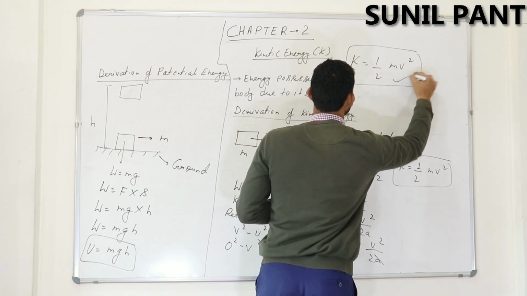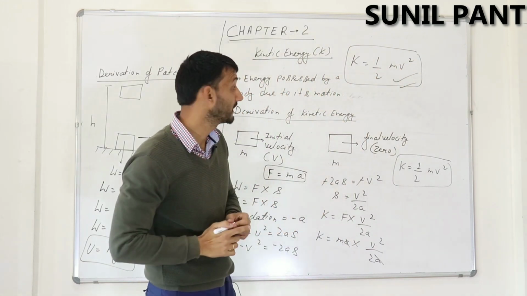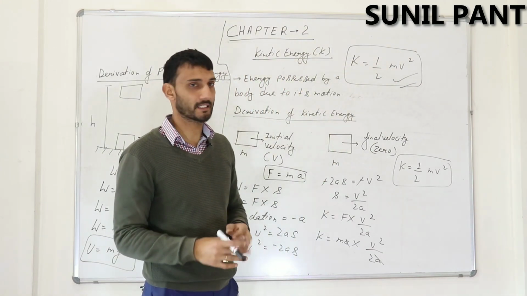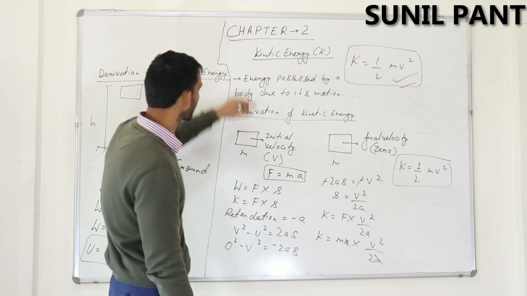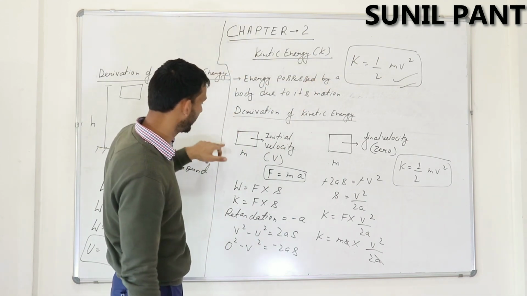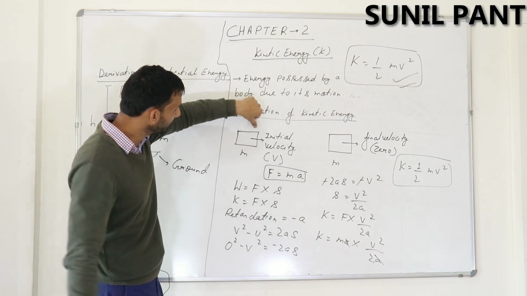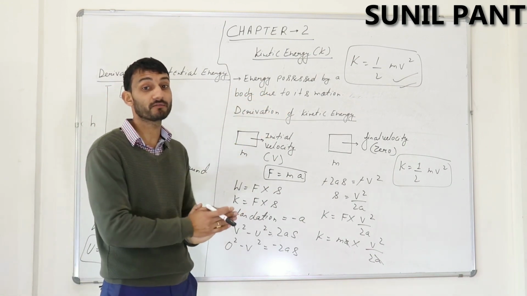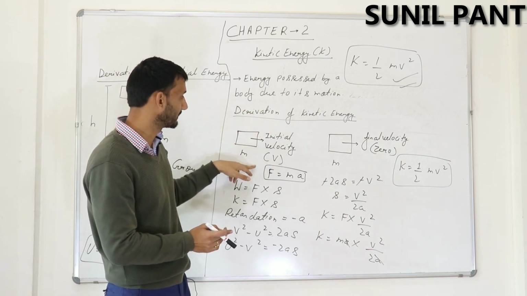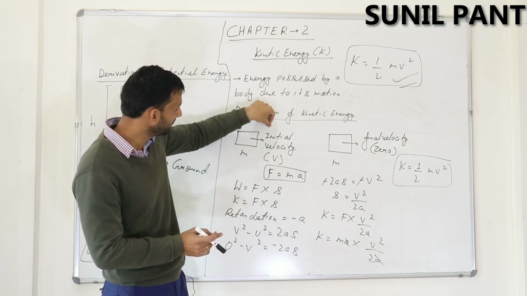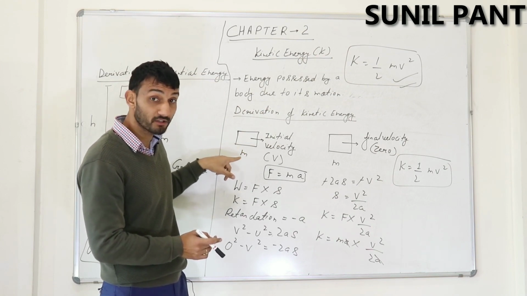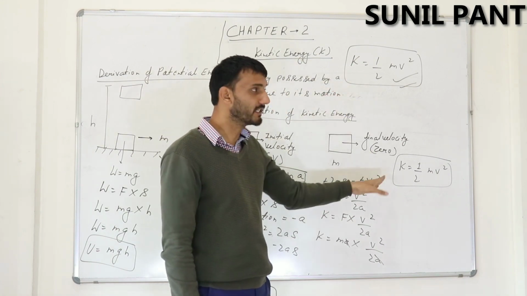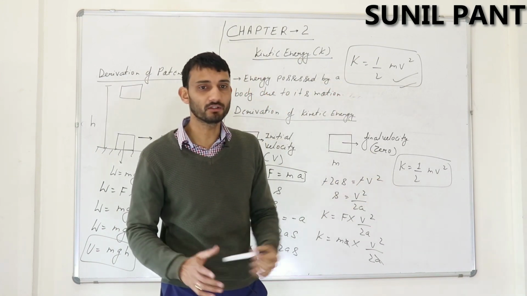So how to derive this? Where m is the mass of the object and v is the velocity of the object. Because of this velocity, the object possesses kinetic energy. K is the symbol for kinetic energy. For the derivation, we have a body of mass m moving with initial velocity v, and its final velocity becomes 0.